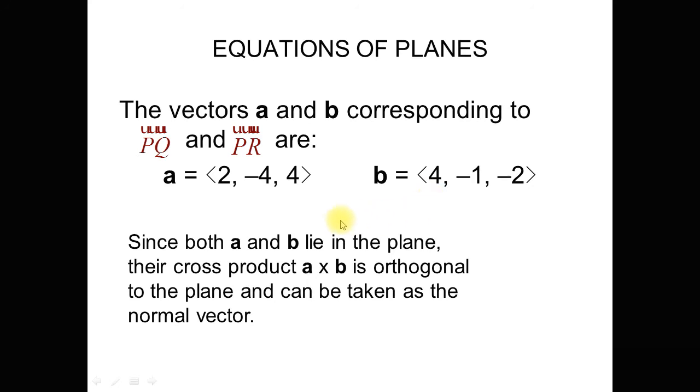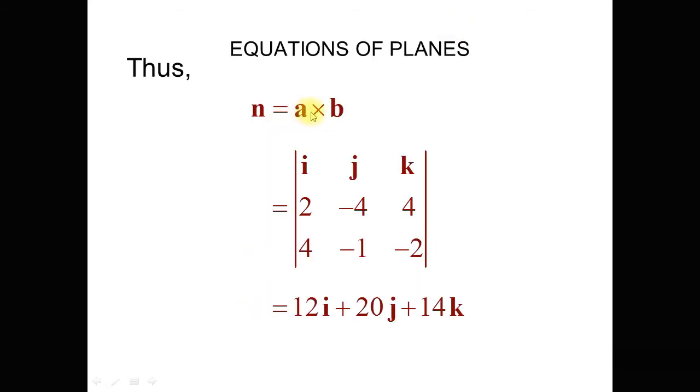Since both vector a and vector b lie in the plane, their cross product a cross b is orthogonal to the plane and can be taken as the normal vector. First of all, find the cross product of these two vectors, a cross b. By a cross b we obtain a vector that is perpendicular to vector a and vector b. Both vectors lie in the plane, and a cross b will be orthogonal to vector a and orthogonal to vector b. So this is actually the normal vector for the plane.